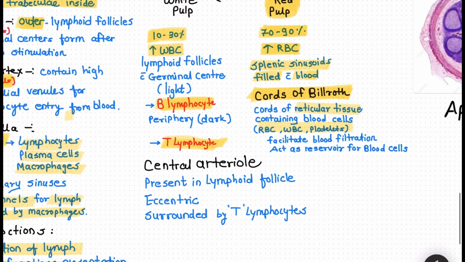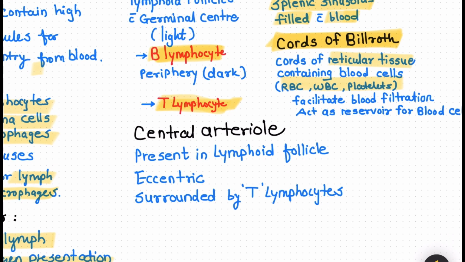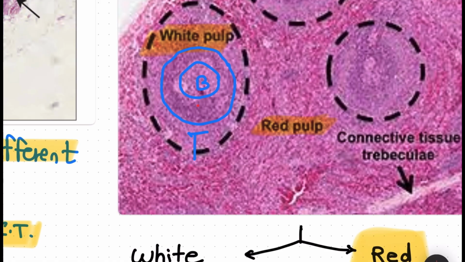Whereas what is the central arteriole? The central arteriole is present in the lymphoid follicle, and it is eccentric and surrounded by T lymphocytes. This is the place where the central arteriole must be present, surrounded by these T lymphocytes, this darker area which shows T lymphocytes.